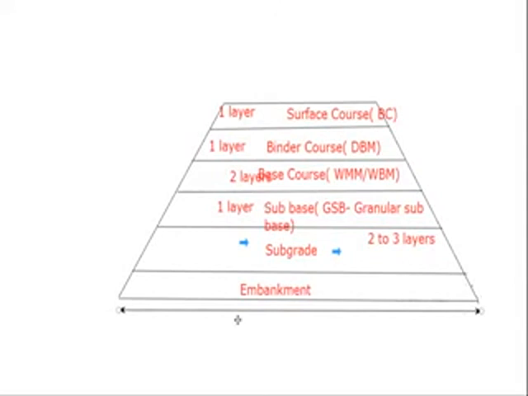This GSB is provided in between the subgrade and the base course. The GSB layer should be laid over the full width. Just now I showed whatever the total width may be, up to that width. Suppose 20 meters is the width, then you have to lay for the entire width. For the 20-meter width of the subgrade, you have to lay the GSB layer extending on both sides. And what are the functions?